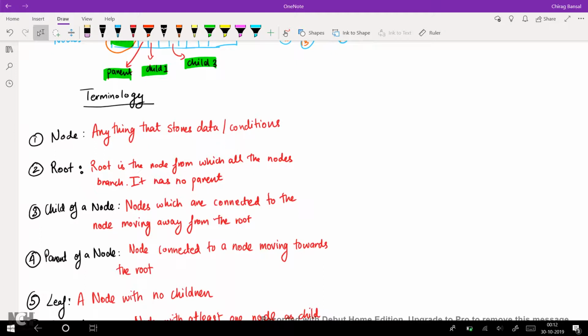Root. Root is the node from which all of the nodes branch. It has no parent. Child of a node. Nodes which are connected to the node moving away from the root. Parent of a node. Node connected to a node moving towards the root.